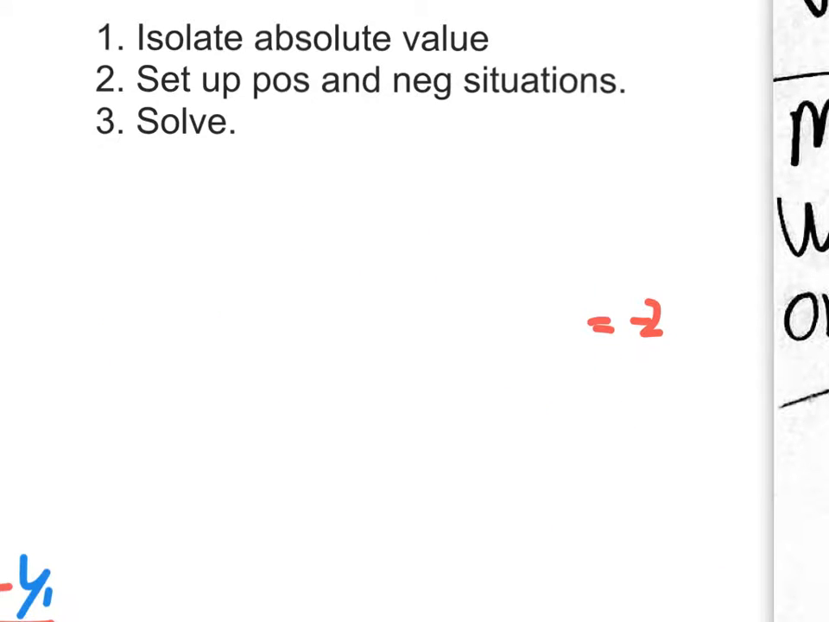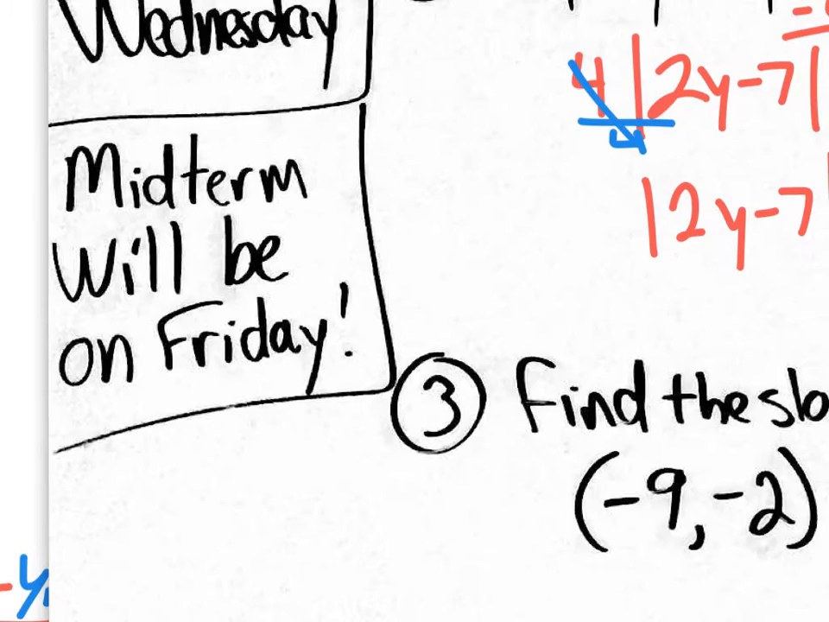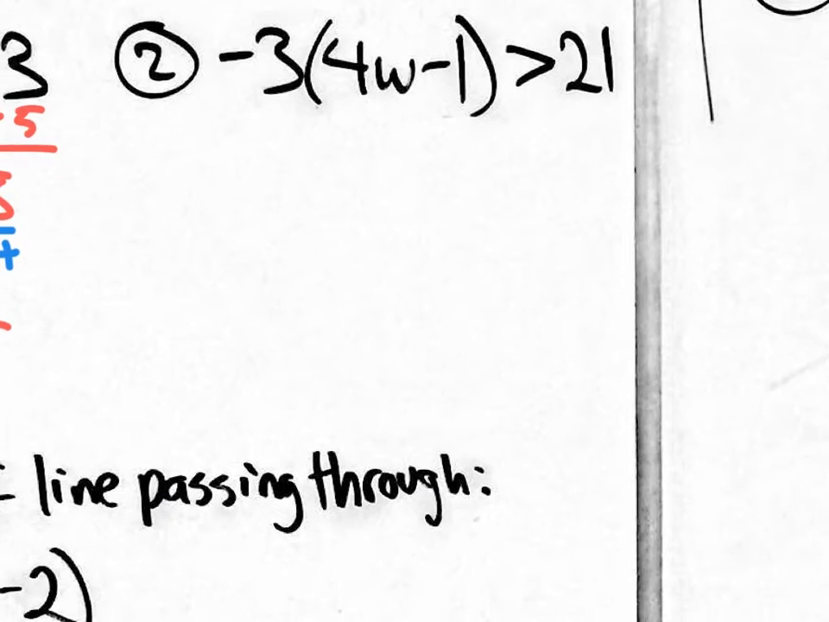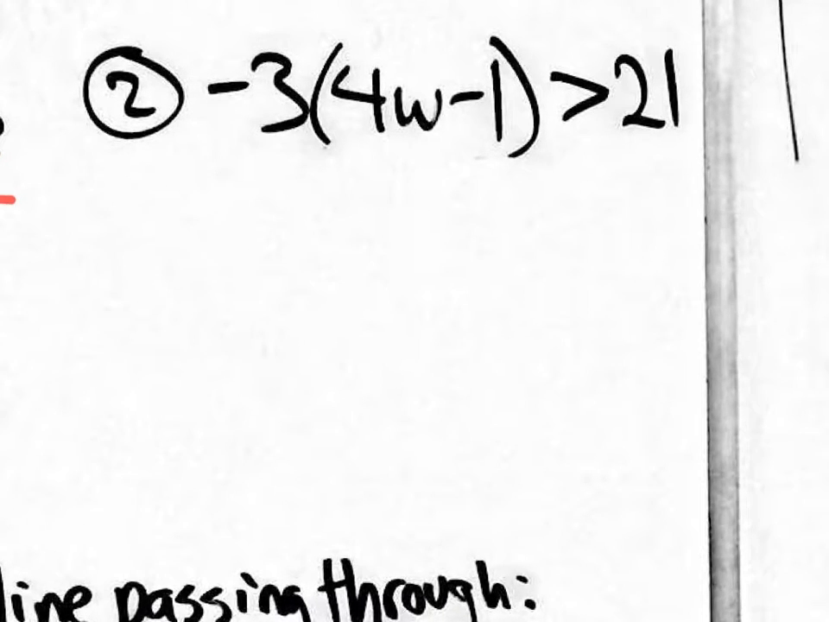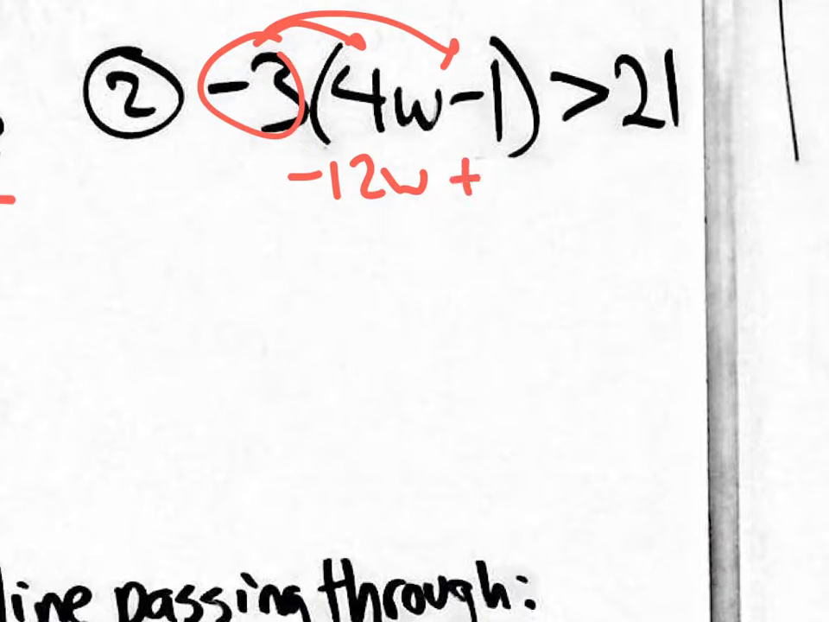Let me get rid of these guys just in case we need more space. So the next one is just a regular inequality to solve. So I'm going to distribute negative 3 times 4w, that's negative 12w. Negative 3 times negative 1, that's positive 3. It's a greater than and a 21.